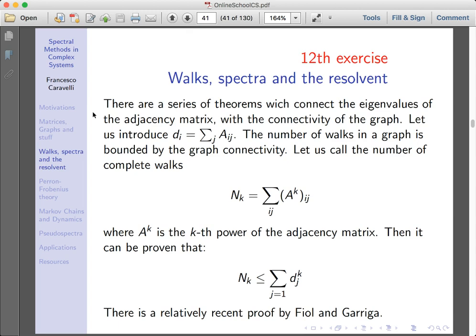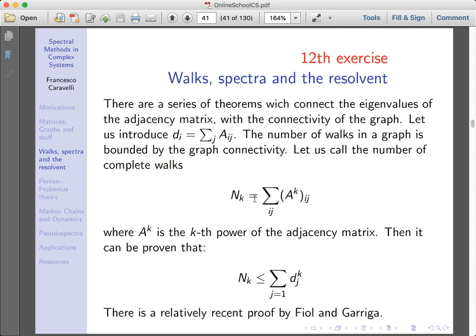Okay, so how do you make sense of the evolution of a probability distribution on a graph, given the knowledge of the spectra of the graph? How do you define, first of all, the number of walks? In order to elucidate that, let's describe walks in detail. The number of walks in a graph is pretty much bounded by the graph connectivity. Okay, so let's start with some definitions.